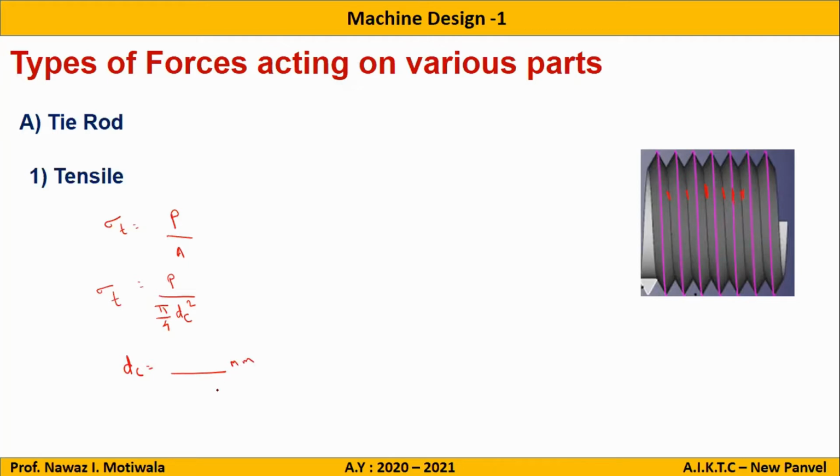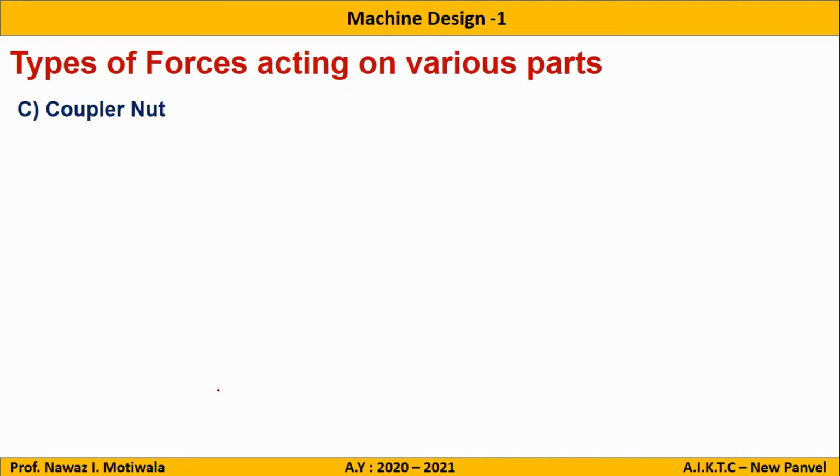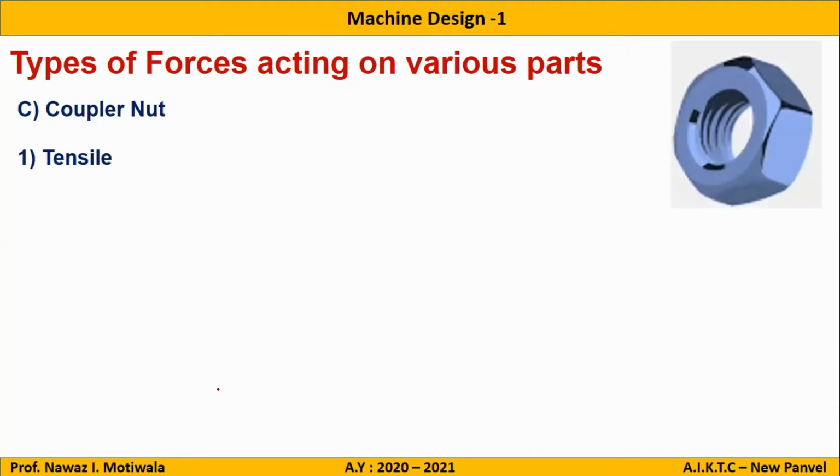Yes, sir. Okay. The second part is what? The coupler nut. And in the coupler nut, the first type of failure is what? Tensile. Yes, the first type of failure is tensile. So again, I have made a nut here. You can see that it will fail at the minimum cross section area.